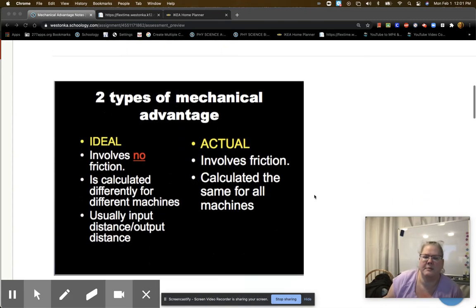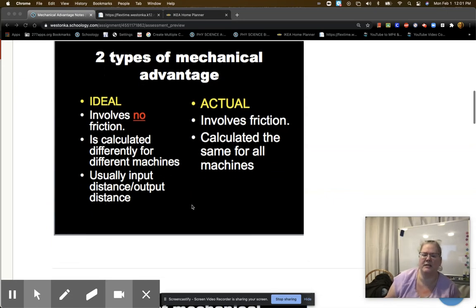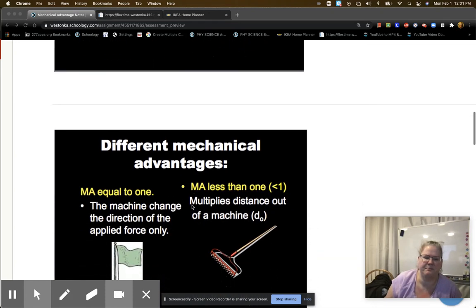There are two types of mechanical advantage. There's the ideal, which involves no friction, nothing stealing some of that energy away. It's calculated differently for different machines, so usually it's input distance divided by output distance. Actual mechanical advantage involves friction. It's calculated the same for all machines. We're really going to be looking at input distance over output distance, because we'll go for ideal for the bulk of this.